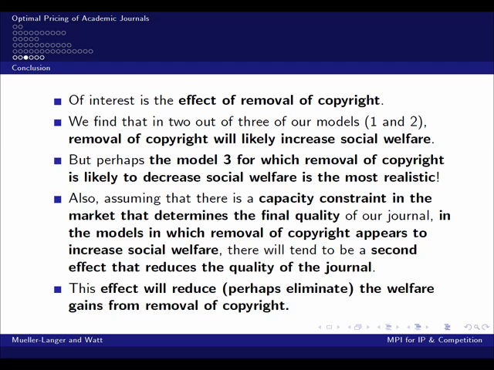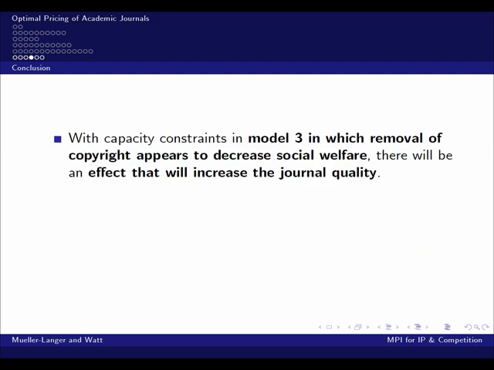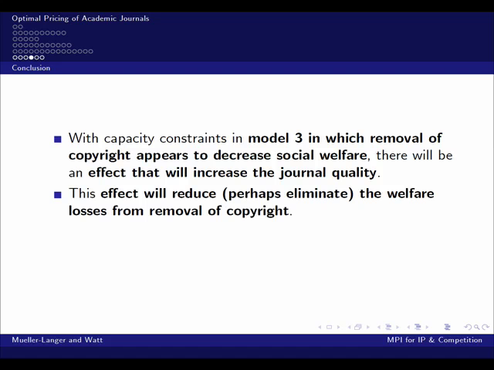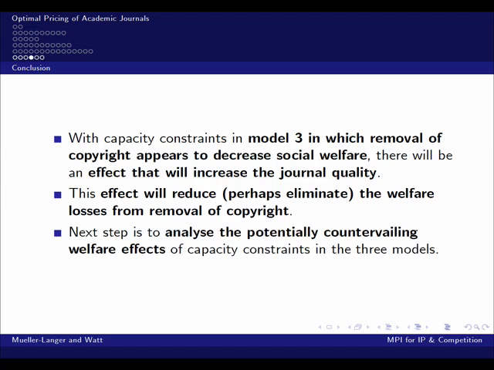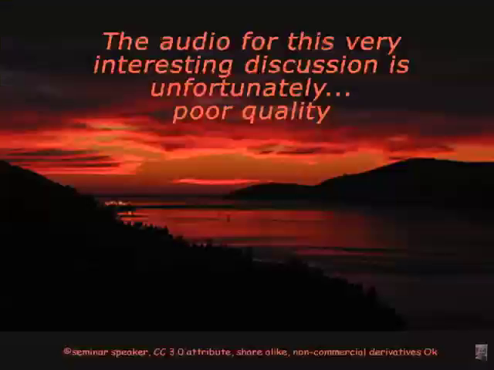Yeah, the effect might perhaps eliminate the welfare gains from the removal of copyright under Models 1 and 2. But in Model 3, in which the removal of copyright would decrease total welfare, the introduction of capacity constraints might induce a positive effect on welfare, because the capacity constraint would kick in only at a higher journal quality. And this might then reduce and perhaps eliminate the welfare losses from the removal of copyright. So this is work in progress. We have to take a closer look at these countervailing effects of the capacity constraint. That's it. Thank you very much.